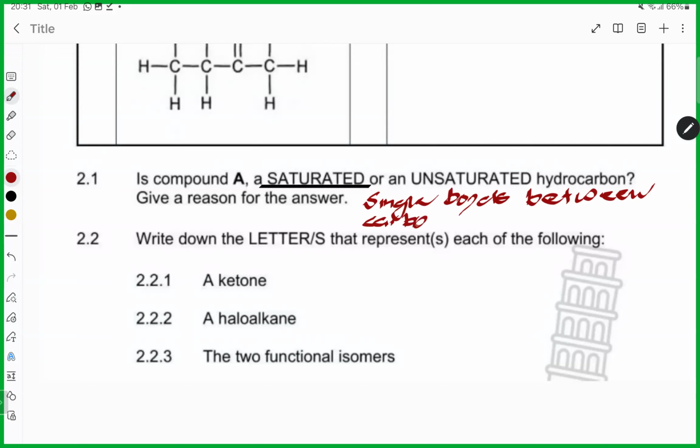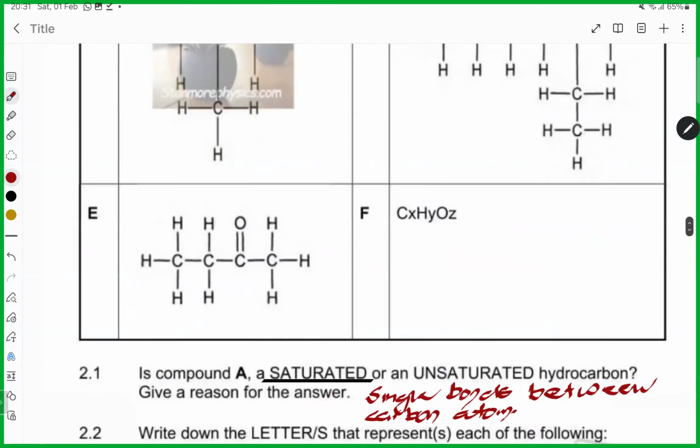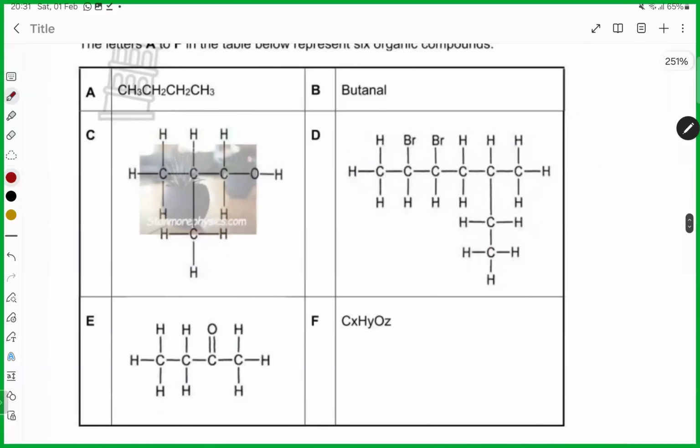Unsaturated, you could actually give double or triple bonds as the reason. Which one is a ketone? Which one is a haloalkane? And we leave that one out for now. Which one is a ketone here?